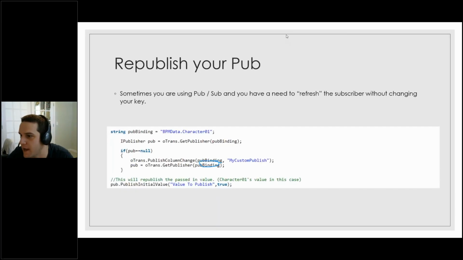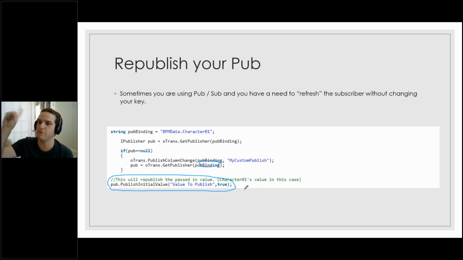So if you have a subscription active, particularly if you're using BAQ data views, you can republish your initial value. Sometimes when you hit refresh on a BAQ data view, nothing happens, it doesn't refresh, because it notices that you didn't change the publisher. If you run publish initial value and give it that value again and set force to true, you can force a republish that will force that BAQ to refresh.